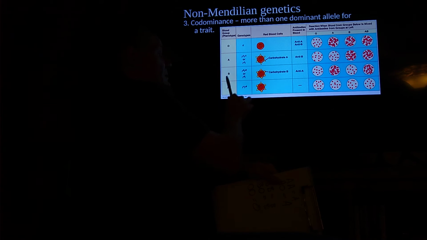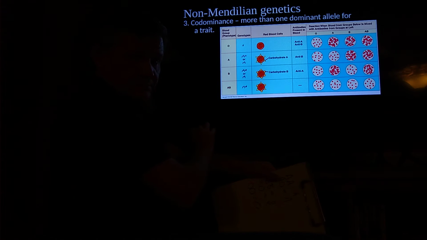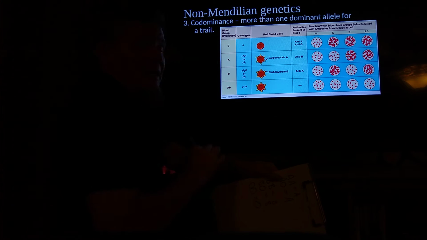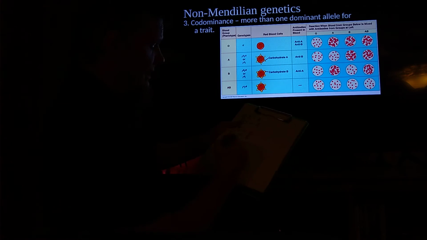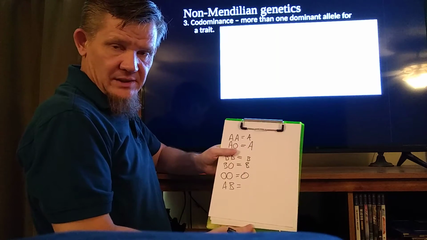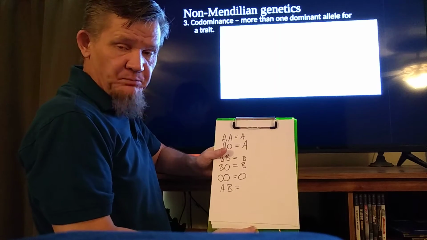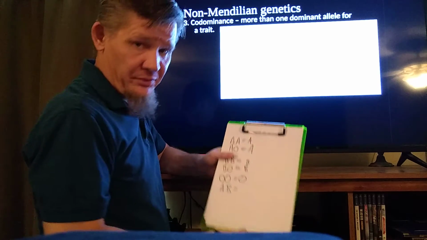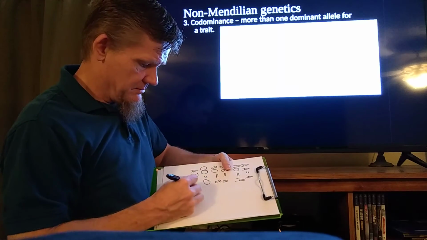A is dominant over O. B is dominant over O. A and B are not dominant over each other. If I get an A gene and a B gene, which one wins? Am I type A or am I type B? And the answer is, you're both. We call it type AB.